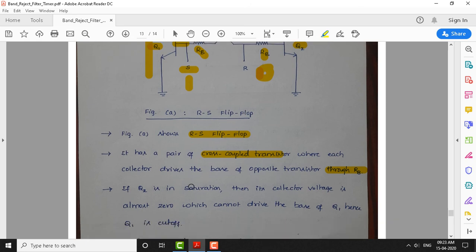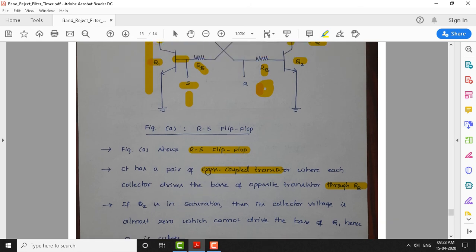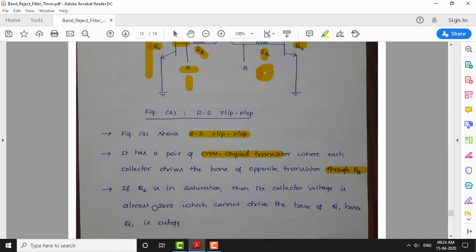The working is also explained here. If Q2 is in saturation, this is Q2, if I assume this is going to be in saturation, then its collector voltage is almost 0.